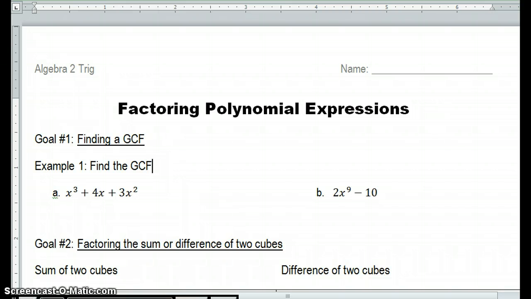So example 1, really directions are the same thing. Find the GCF, or greatest common factor. Now, notice the directions do not say to factor this. I am simply finding a GCF. So let's just do what it says.